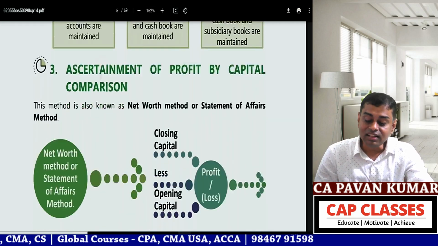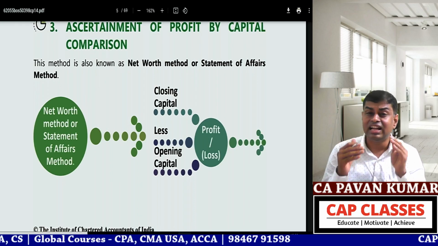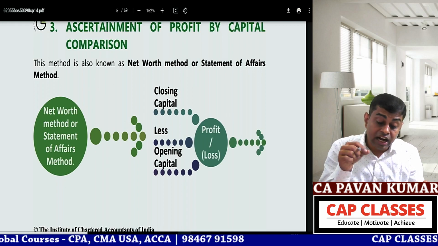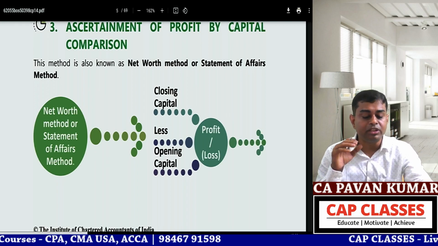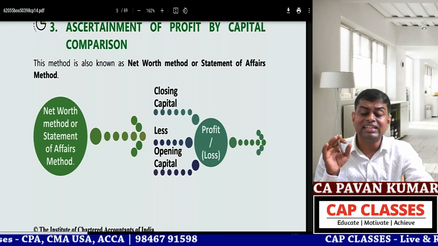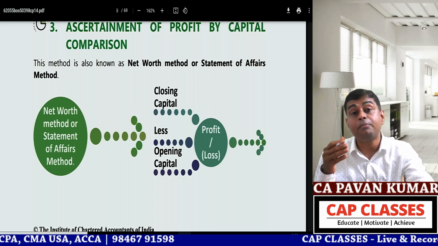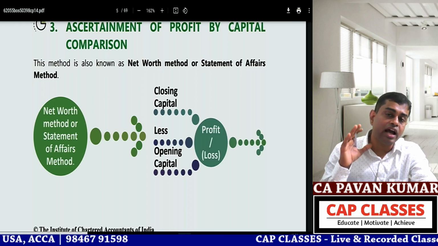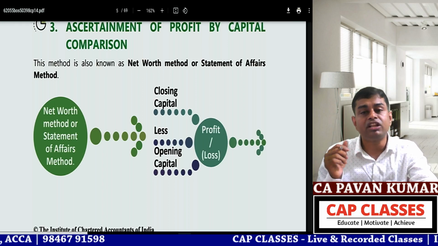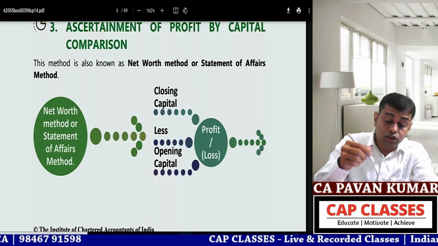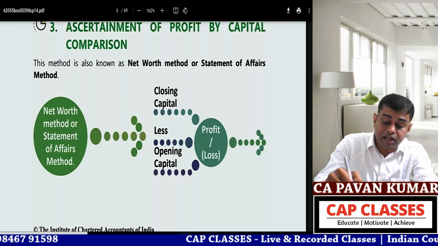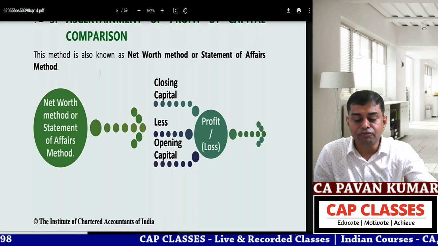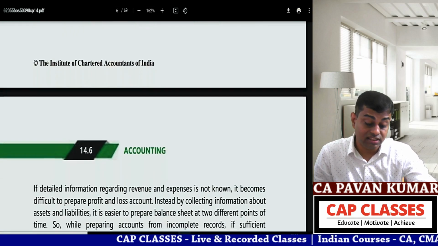So, that's all. And now we are entering into the zone where we solve some problems. Net worth method or statement of affairs method. What is this? Ascertainment of profit by capital comparison. Take closing capital, subtract opening capital, and then you will calculate profit for the year. This is called net worth method or statement of affairs. So what they are showing, closing capital here, less opening capital, that is profit or loss for the year. Again, another beautiful diagram is created by ACCA, which is actually not required.